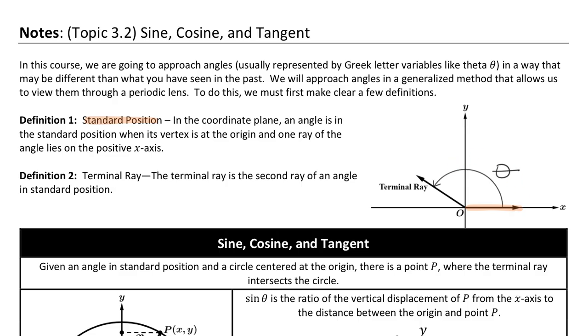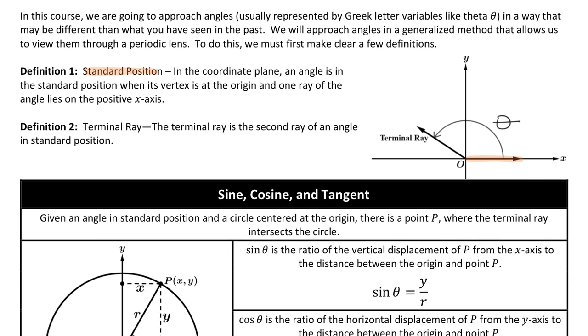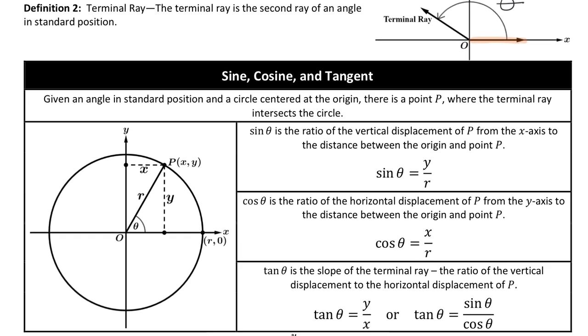Now, once we start doing that and we start rotating our angle around a circle, we can create a whole bunch of trigonometric relationships between the location of these points that are at the end of our terminal ray. So given an angle in standard position and a circle centered at the origin, there is a point P where the terminal ray intersects some circle.